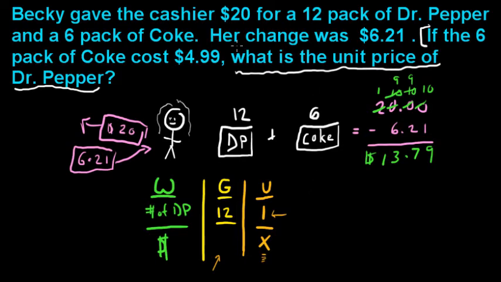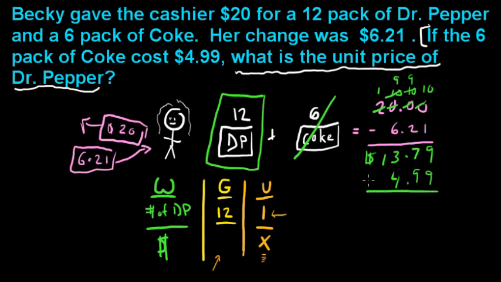Okay, so let's go back up here and look at the information. It says the 6-pack of Coke costs $4.99. So if we take this 6-pack of Coke away, we're only left with the price of the 12 Dr. Peppers. This is how much she spent total. Let's take away the price of the Cokes, and we're left with just the price of the Dr. Pepper.